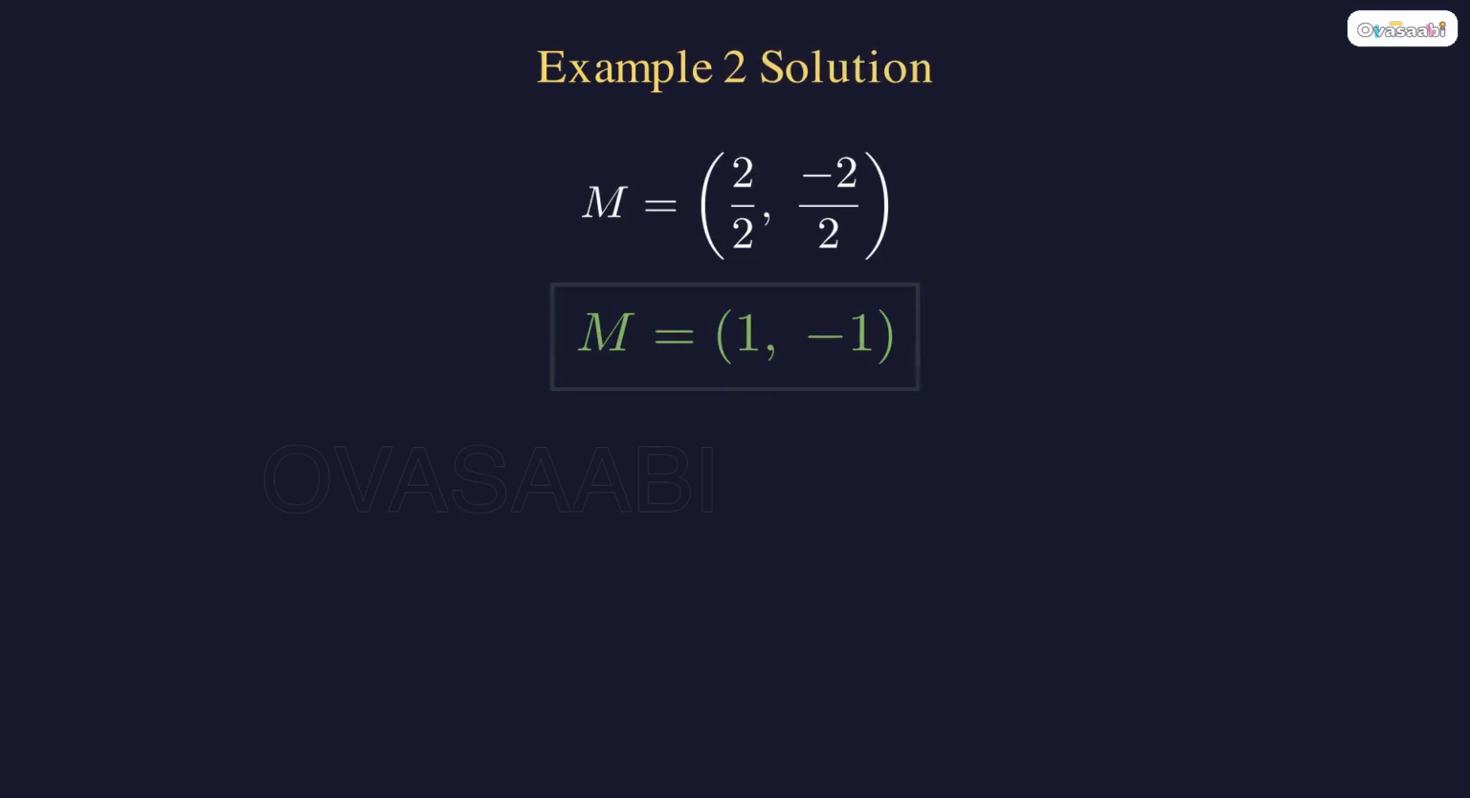Divide by 2. 2 over 2 is 1. -2 over 2 is -1. The midpoint is (1, -1). Always check your signs carefully.